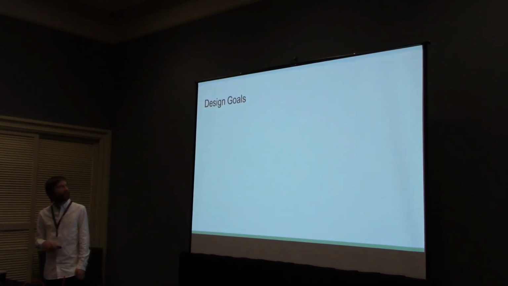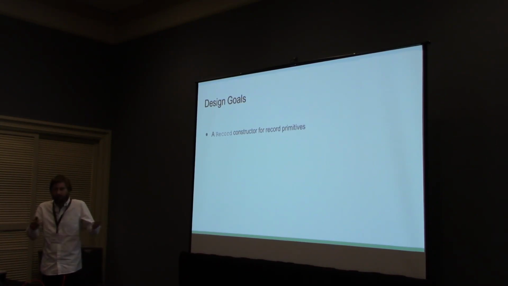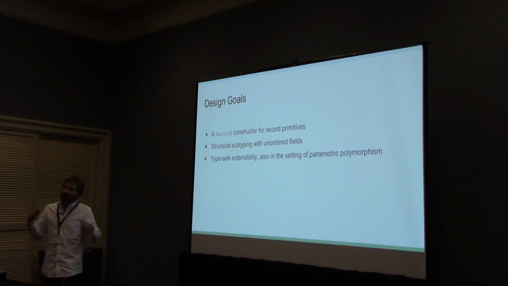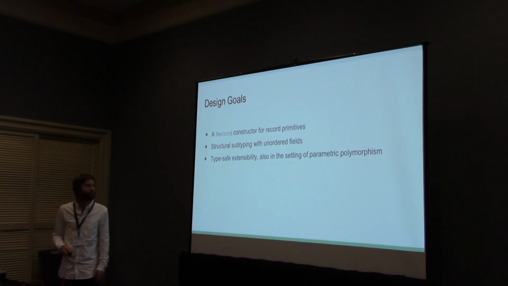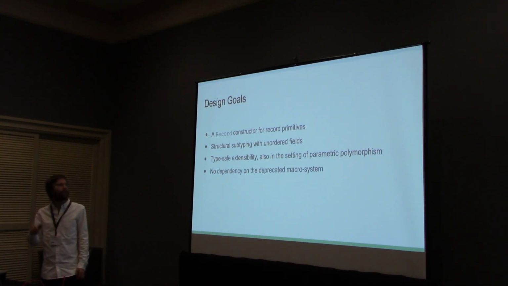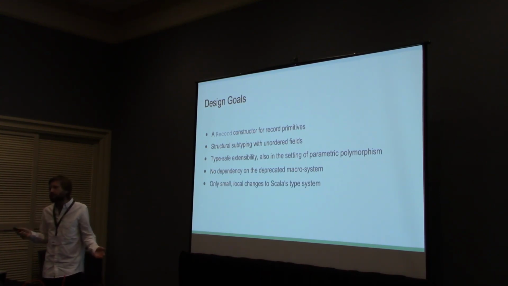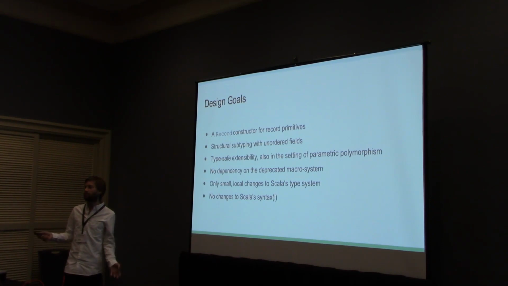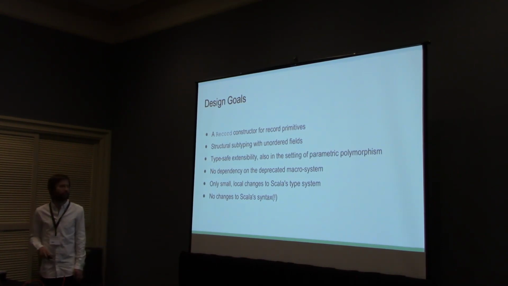So we created this list of design goals for what we would like these records to have. We want a record constructor, obviously, that would create a record primitive. We want them to be structurally typed and have unordered fields, in contrast to Shapeless. We want extensibility, and it should be type safe, in contrast to Compossible. And we want no dependency on the deprecated macro system. Furthermore, we want to do this with as small changes as possible to Scala's type system, and we don't want to add any new special syntax to the language. So we want to achieve as much as possible with as small changes as possible.